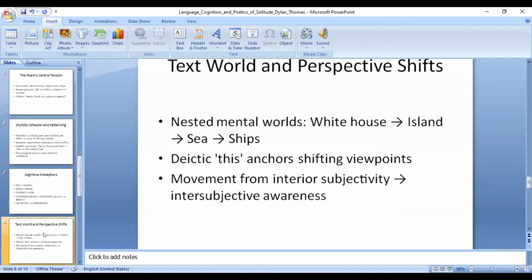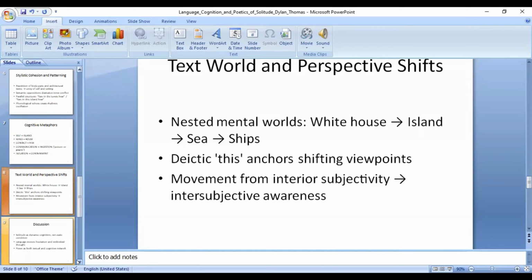In Ears in the Turrets Here, Dylan Thomas fuses linguistic patterning with cognitive architecture to explore solitude as an active process of self-definition. The poem's stylistic cohesion and cognitive metaphors together stage the mind's oscillation between withdrawal and engagement, illustrating that artistic isolation is not a fixed condition, but a dynamic negotiation of boundaries.